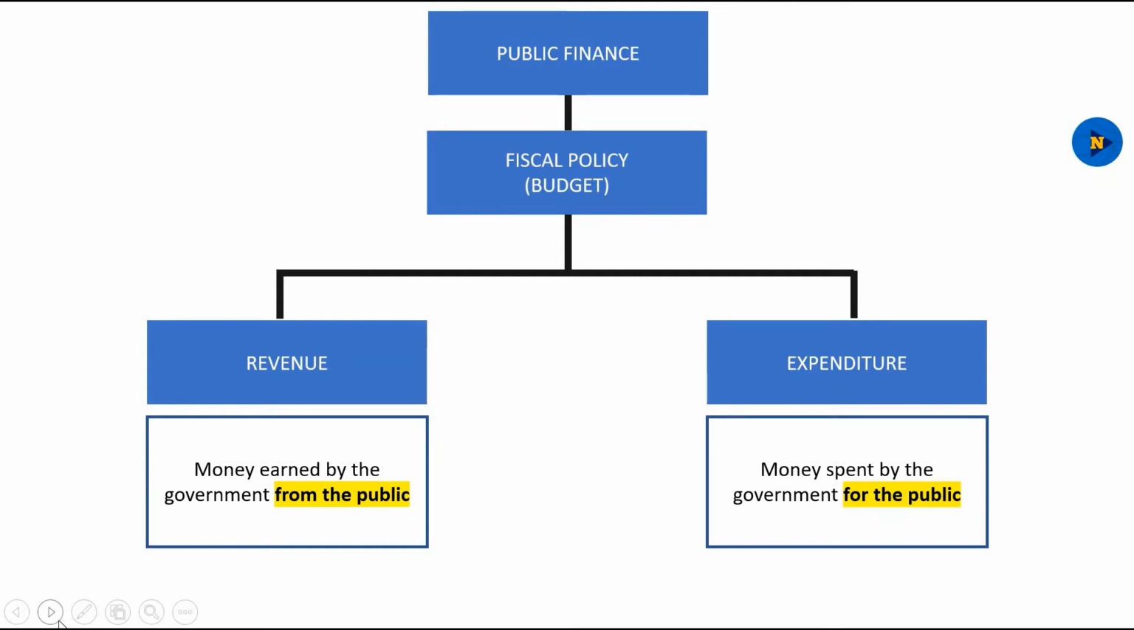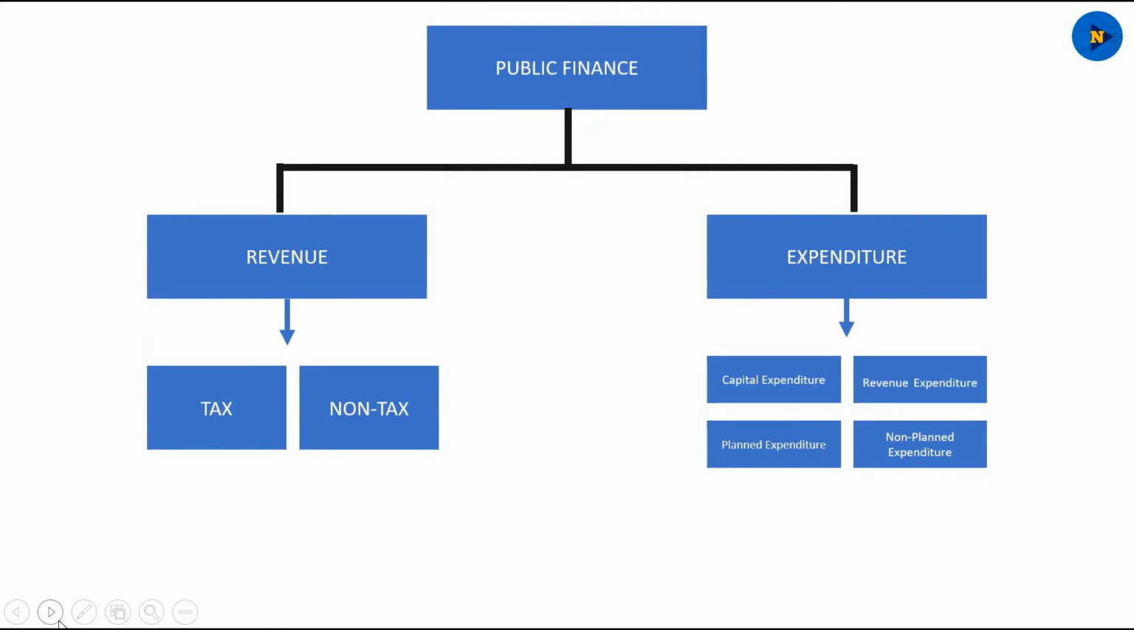So we can use this for any example of a working individual. The revenue is their daily wages or salary, and their expenditure is their monthly spendings for food, water, shelter, etc. Similarly, the government earns money and spends money, as everyone in this world does. So there's a few types of revenue and expenditure, as I briefly touched on earlier in this video. For revenue, there's tax and non-tax, and for expenditure, there's capital expenditure, revenue expenditure, planned expenditure, and non-planned expenditure.